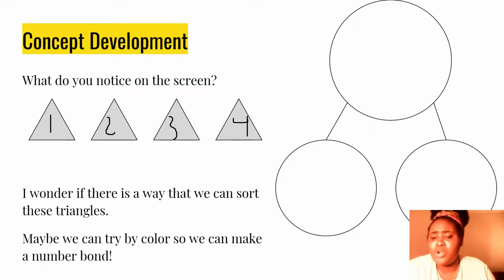So if I was to sort them, I would say that 4 of them are gray and 0 of them are another color. Or 4 of them are little and 0 are big. So those could be different ways that we can sort them. But let's look on the next slide. I separated them by color this time, and let's make a number bond about those triangles.